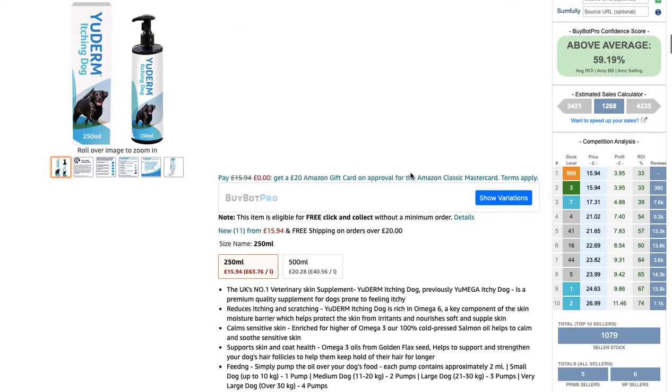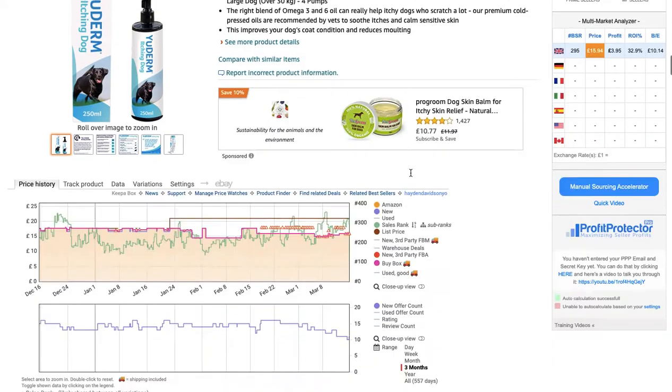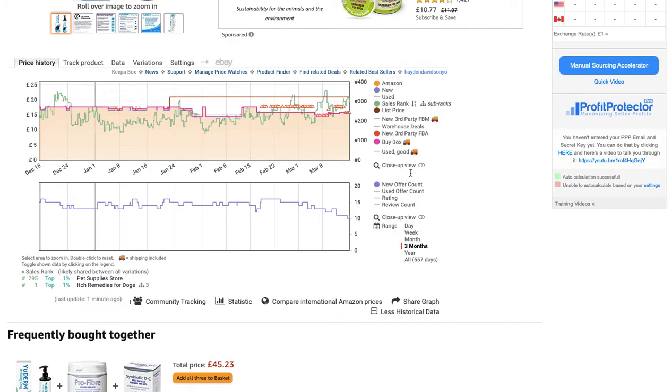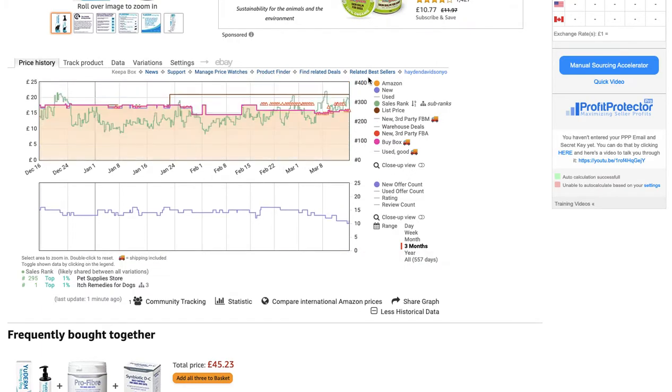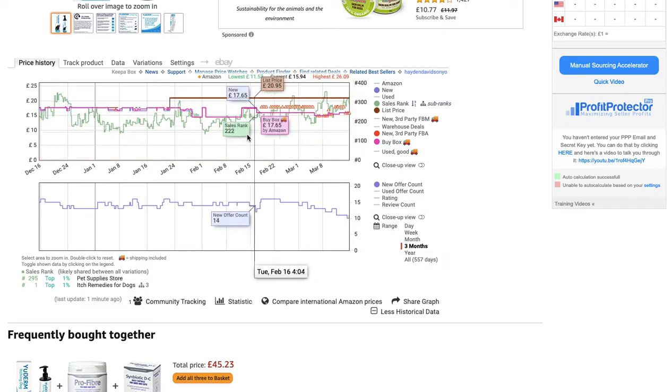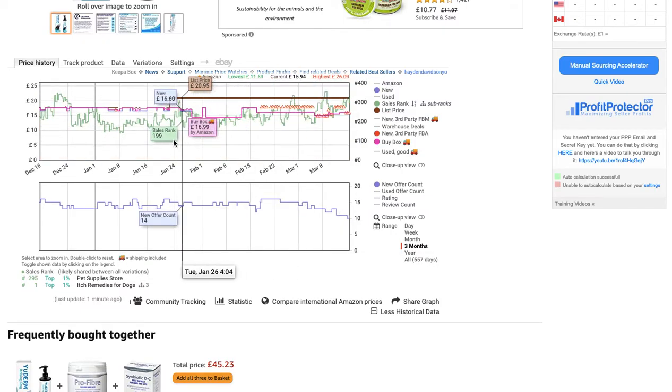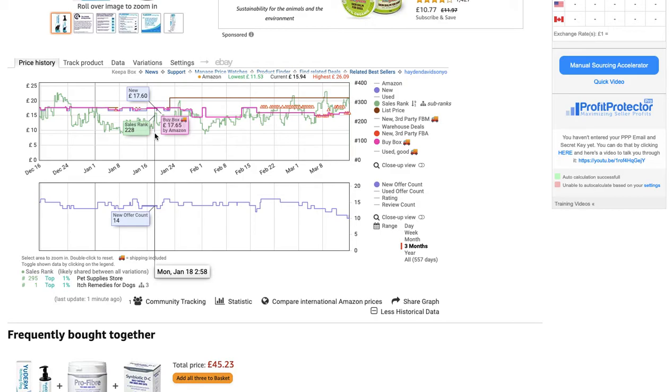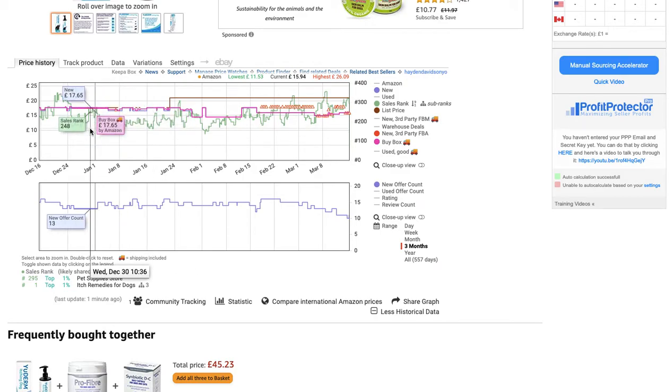I hope this has helped. This is an in-depth analysis of a Keepa graph. We're not holding anything back here. Now, this is a bit more confusing because you've got Amazon in stock here, so let's get rid of them. And this looks to me like a very consistent sales rank. Look at this.